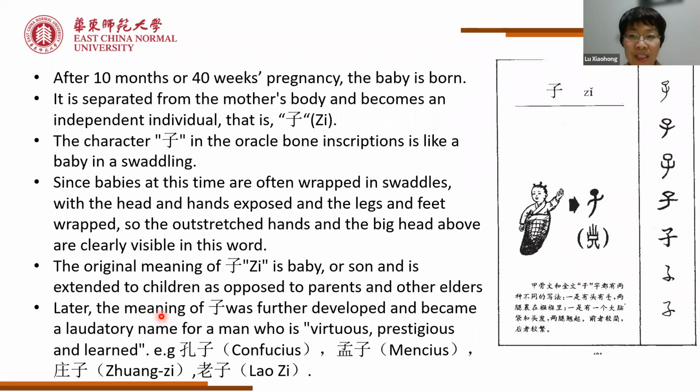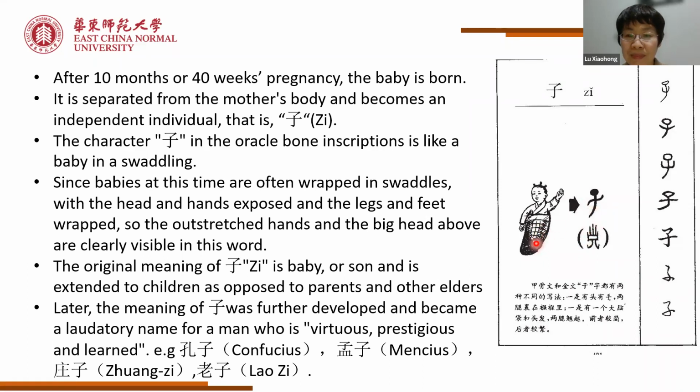We have just mentioned the word 子 in the character 运. After 10 months or 40 weeks of pregnancy, that is the whole period of pregnancy, the baby is born. Now it is separated from the mother's body and becomes an independent individual, that is 子. The character 子 in the oracle bone inscription is like a baby in a swaddling.